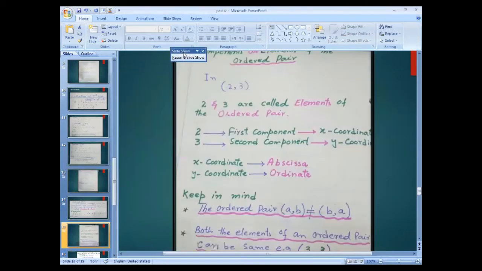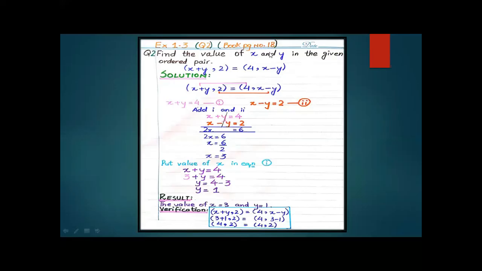This is book question, exercise 1.3, question number 2. This question is present on book page number 18. The first ordered pair is X plus Y, comma 2, and this ordered pair is equal to 4, comma X minus 5. As I have told you, the first place is for the X ordinate and the second place is for the Y ordinate.